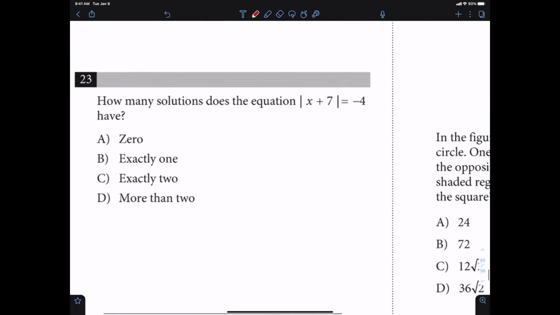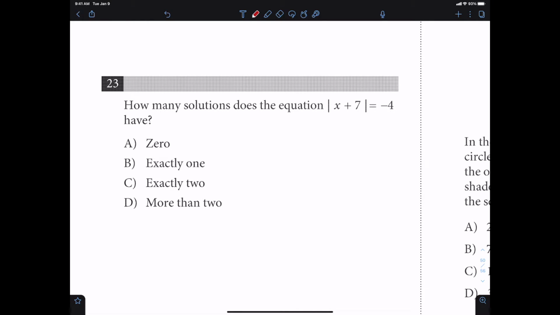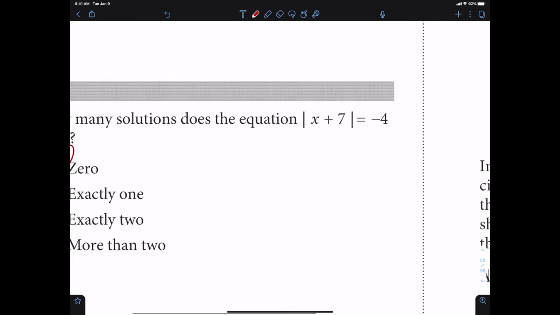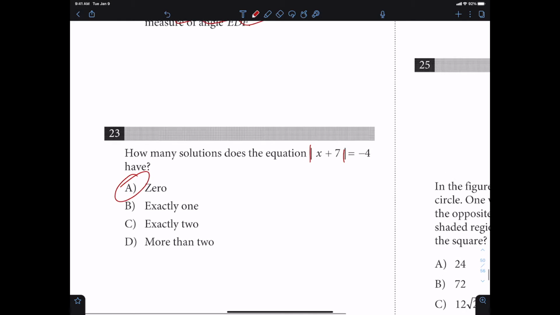Cool. How many solutions does this equation have? The answer is going to be 0. Because this is an absolute value function, it means that it can never be negative. Remember, the absolute value of anything cannot be negative, so that will never happen. It'll be 0.